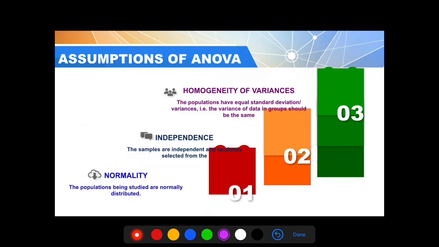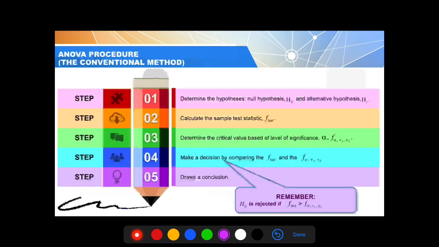Okay, these are the assumptions of ANOVA. The population being studied is normally distributed. So it is normal distribution. The samples are independent and the populations have equal standard deviation and variance. So these are the assumptions of ANOVA.